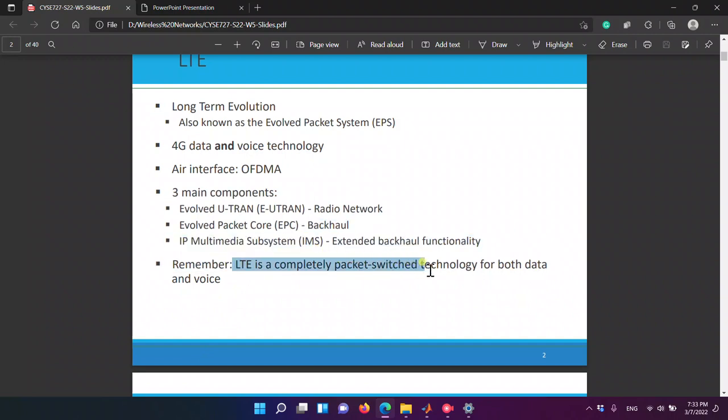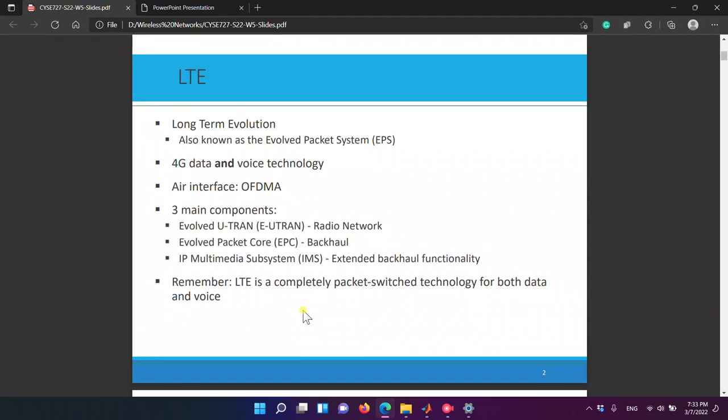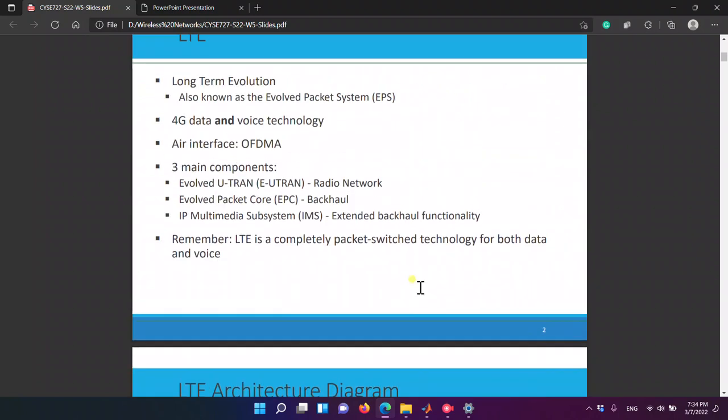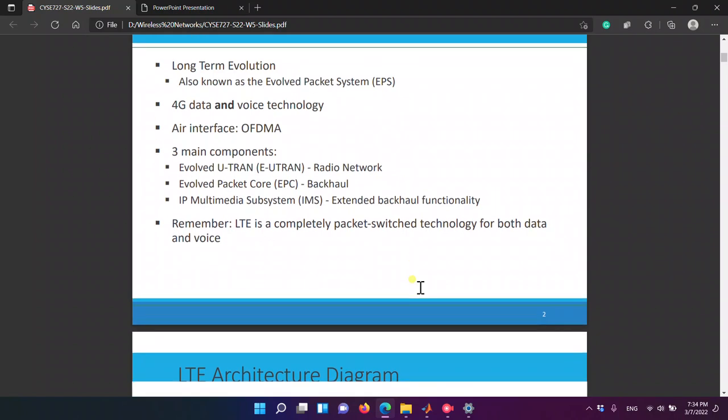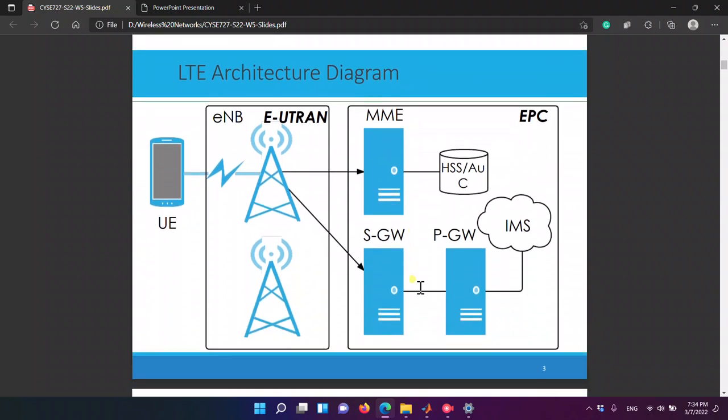Then a reminder that LTE is a completely packet switched technology for both data and voice. I don't exactly understand this, but I do understand that packets are switched between sending data and voice. So it supports voice over IP, and it supports data packets. Sometimes there are data packets and sometimes voice packets, but they're two different things.